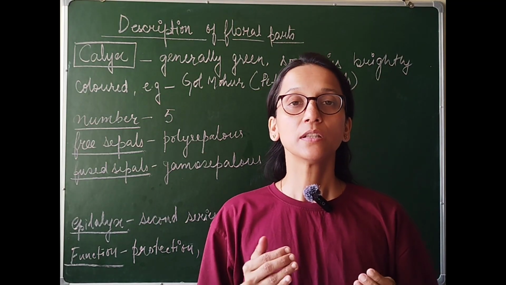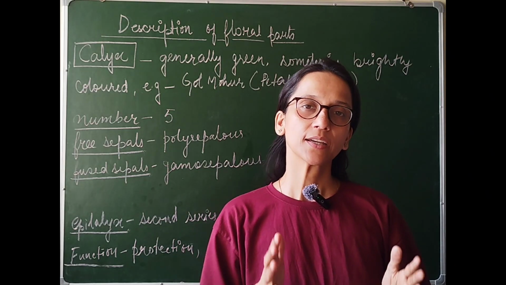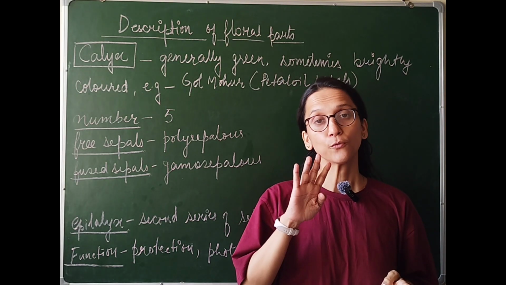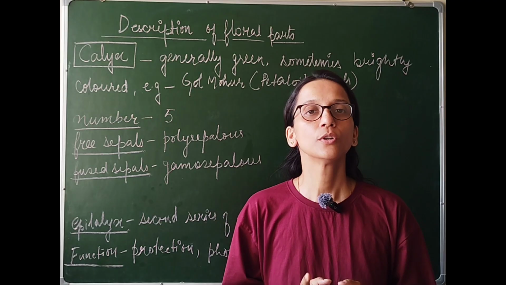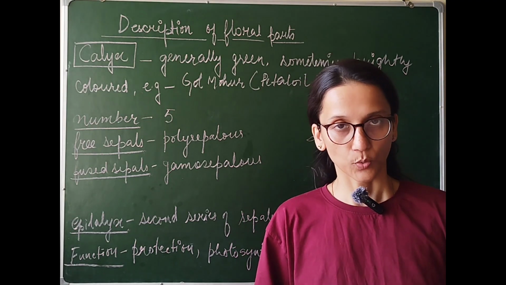आज के इस क्लास पे we will learn description of different floral parts of a flower. In my previous class I have already explained कि in a flower there are 4 whorls. The outermost whorl is called calyx. This calyx is made up of many sepals together.